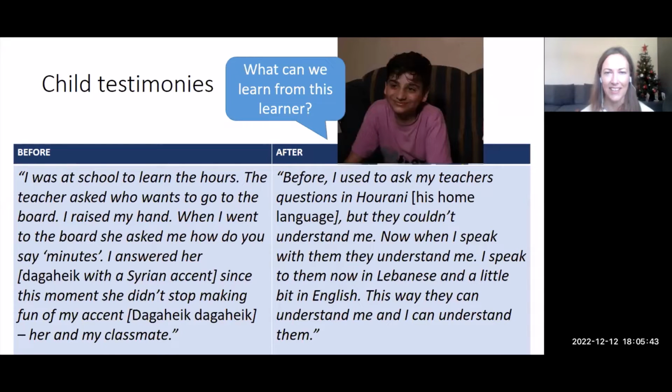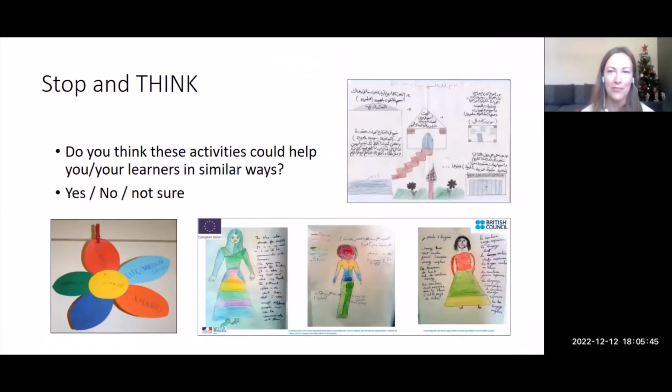All right. So before we move any further, we've looked at 3 activities from the Awakening to Languages approaches: the Flower of Language, the Pluralistic Portrait and Languages in My Neighbourhood. Do you think these activities could help your learners in similar ways to the way that myself and Isabel used them? Let us know in the chat what you think.